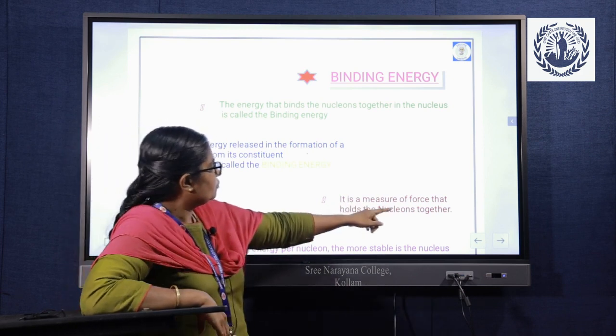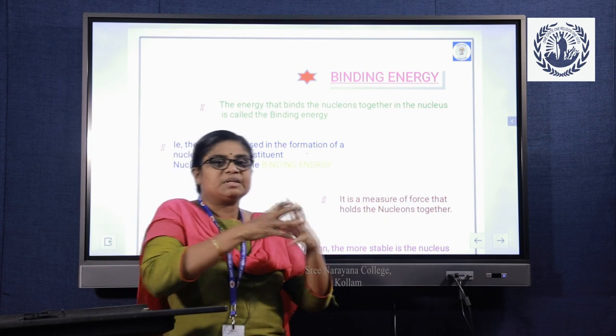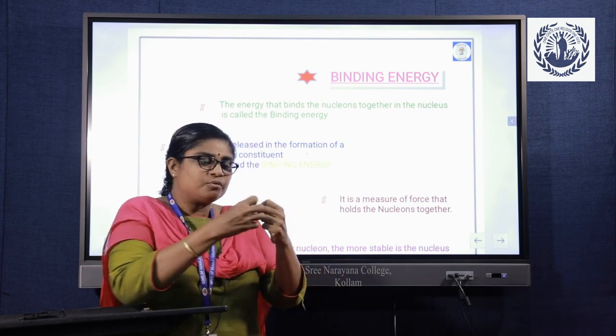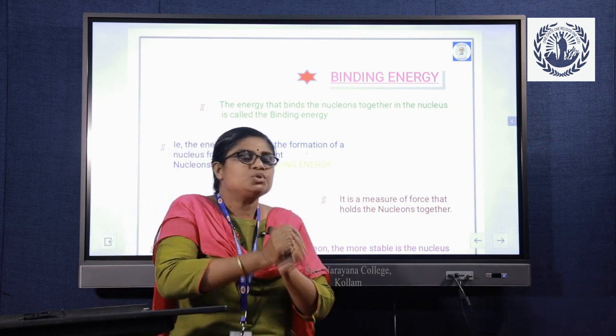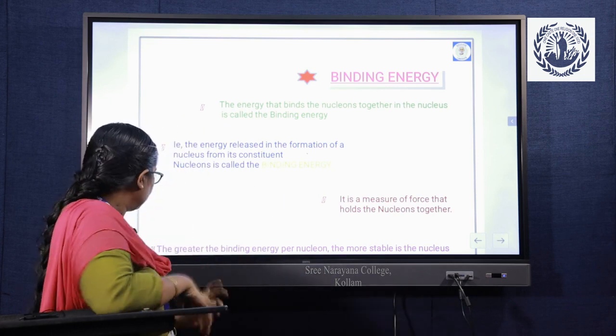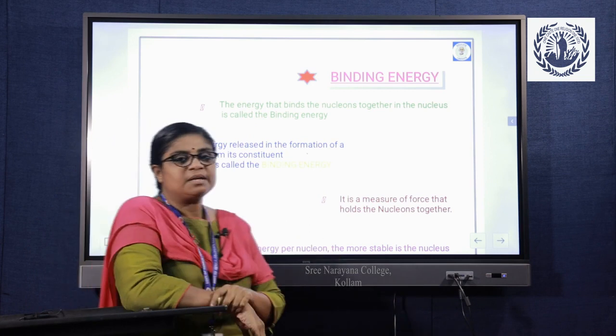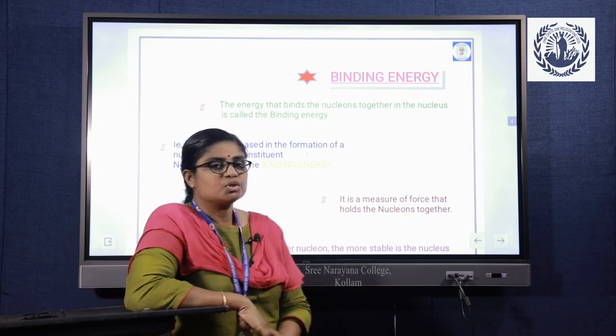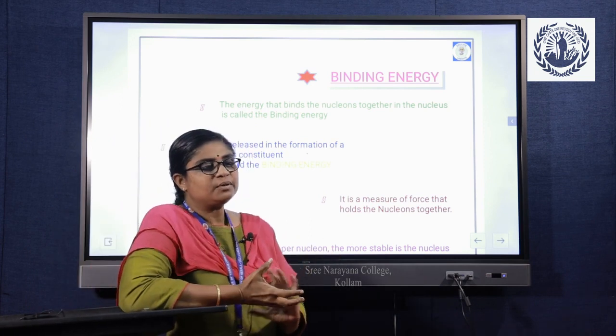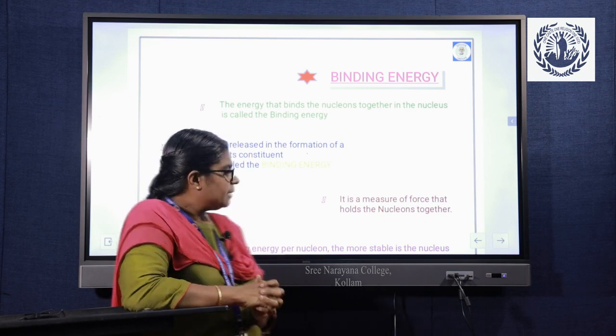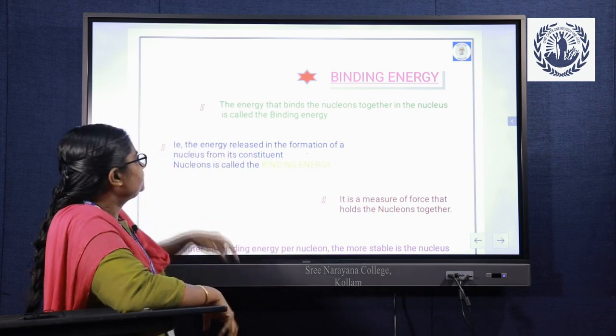It is a measure of the force that holds the nucleons together inside the nucleus, and that is called binding energy. The greater the binding energy per nucleon, the more stable the nucleus is. So if the binding energy value is very high, then that nucleus will be more stable.